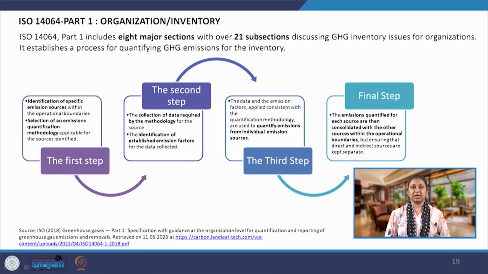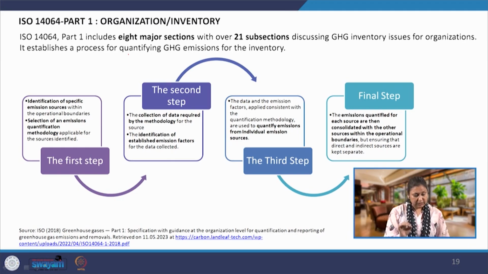So, in an academic institute, what could be the possible emission sources? For example, transportation. What all vehicles are coming in? Then we also have, for example, in the hostels, in the messes, the cooking is happening. So, what kind of fuel is being used? We have to identify these emission sources within the specific operational boundaries.